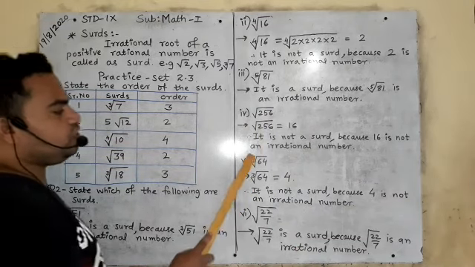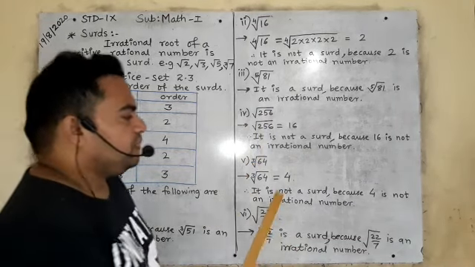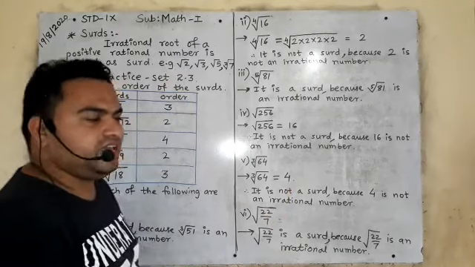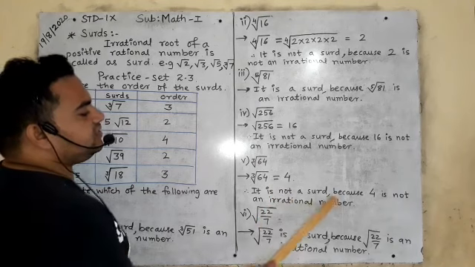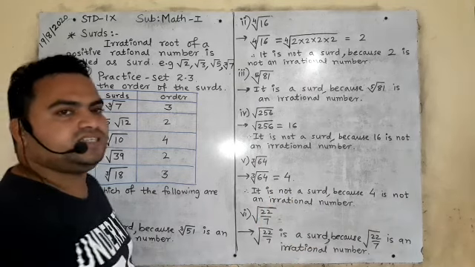Okay, now see here, cube root of 64. We know that 4 is the cube root of 64, yes? So cube root of 64 is equal to 4. It is not a surd because 4 is not an irrational number.